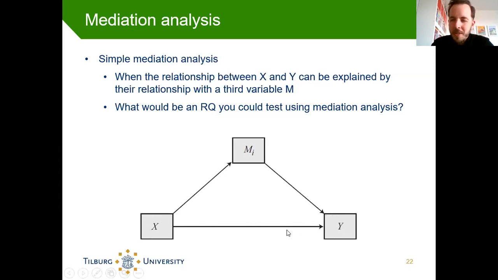Of course, that's very nice, but in some cases you might think that there is a relation between two variables, but it's actually mediated by something else. So you might think there's a direct relationship between two variables, but it's actually indirect because another variable is mediating this relationship. This is all very conceptual. So what I typically do in classes is ask you, can you think of a research question that you would test using mediation analysis?